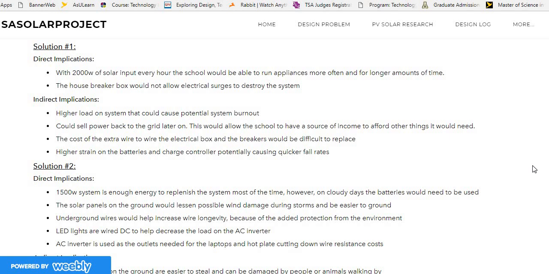It would be pretty difficult with the amount of wire used, because if it did short out, then the cost would be extremely high, and breakers are not easy to find. Lastly, higher strain on the batteries and charge controller would potentially cause quicker fail rates in the system. And this is something really important to consider, where they might not be able to have somebody come out and fix that for long periods of time.